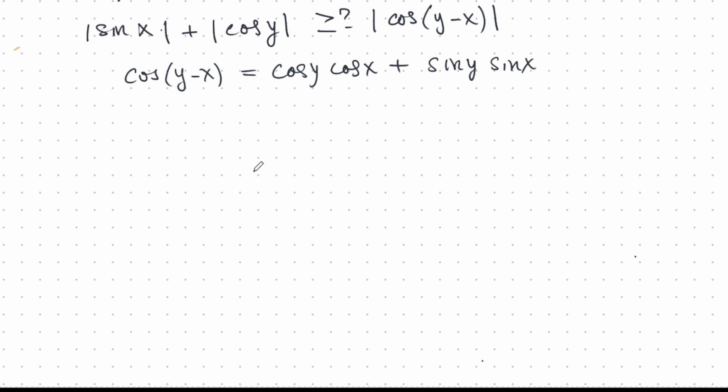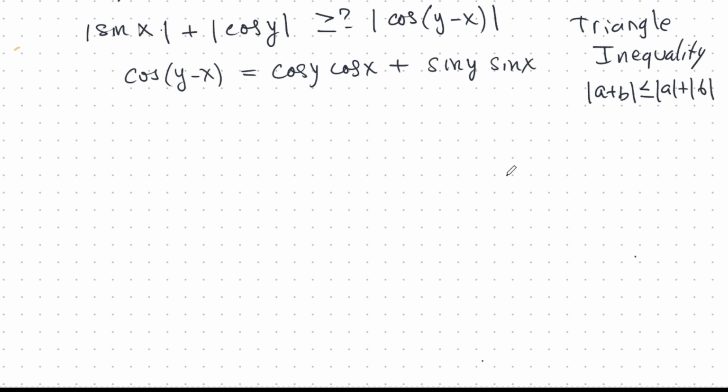Now I am going to use something called the triangle inequality, and it looks like this. The absolute value of a plus b is less than or equal to the absolute value of a plus the absolute value of b. This is a fundamental inequality in mathematics.